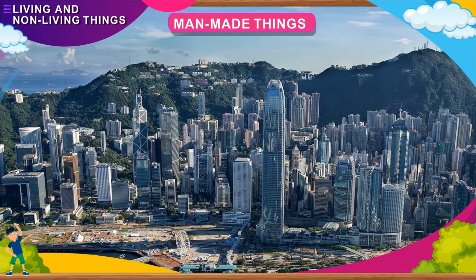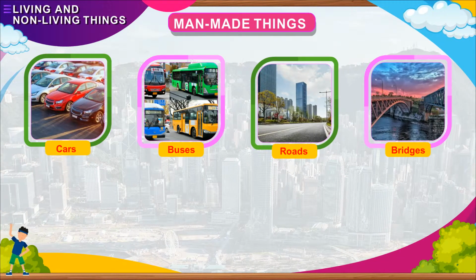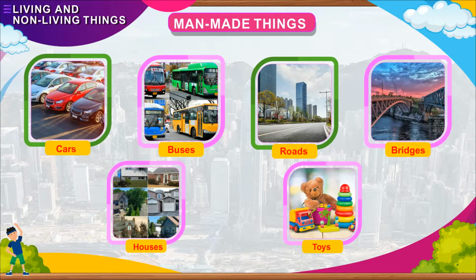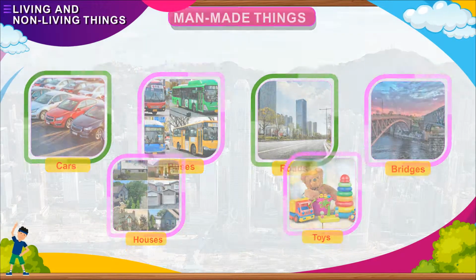Man-made things. Things like cars, buses, roads, bridges, houses, and toys are made by man. They are not found in nature. They are known as man-made things.